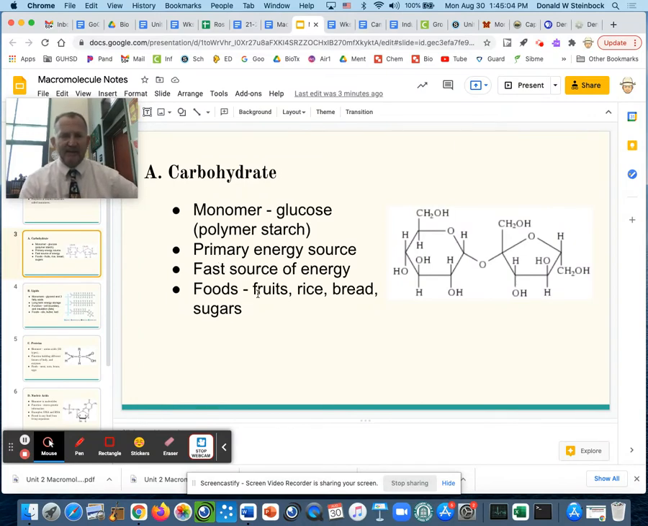Foods that you would eat to get that would be fruits, rice, bread, any kind of sugar, candies, ice cream, things like that, sodas. But the sugars that are in the junk foods, ice cream, candy, soda, that's not really a good source of carbohydrate. So carbohydrates are an important part of our diet, but you shouldn't be getting them from the junk foods.